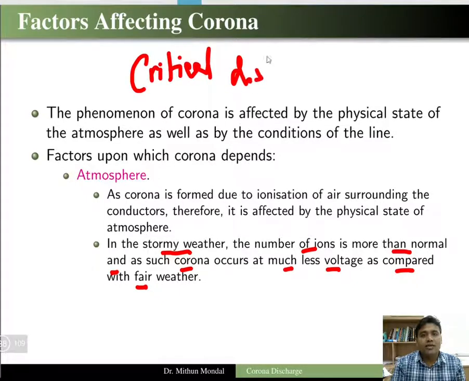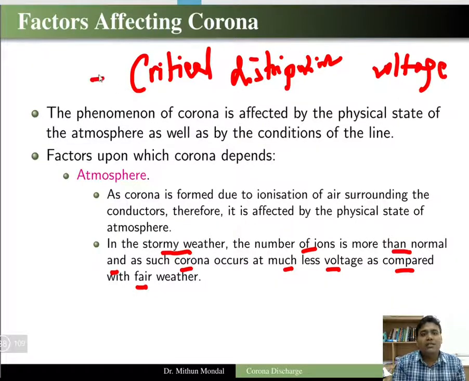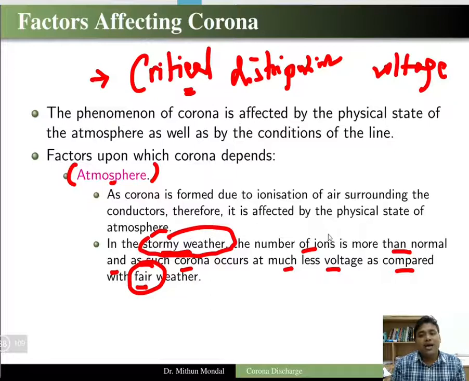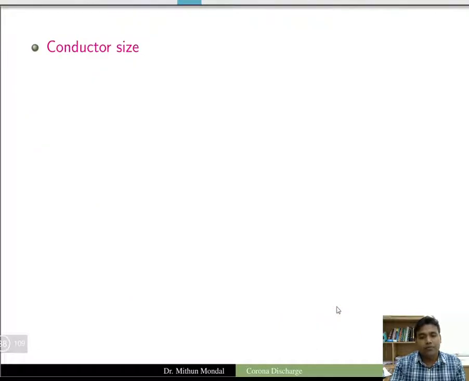So we required a critical disruptive voltage. Now, unless and until the voltage has reached the critical disruptive voltage, corona will not take place. But the atmosphere will play a very important role, and from the fair weather condition to the stormy weather condition, you will see that under less voltage also, you can observe the corona.